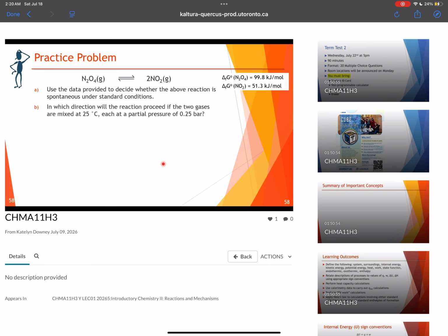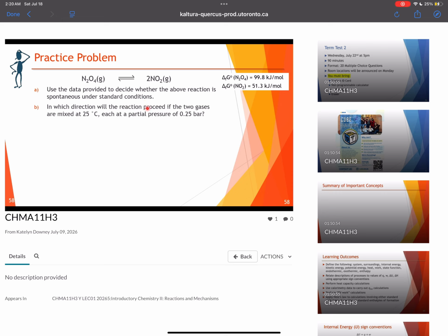Okay, let's get our brains working and do a practice problem. So here we have the reaction of N2O4 in equilibrium with 2NO2, both in the gas phase, and we have the delta G of formation for both of these compounds. Part A says to use the data provided, the data on the left, to decide whether this reaction is spontaneous under standard conditions. So think about what it's asking you for here. Is it spontaneous under standard conditions?